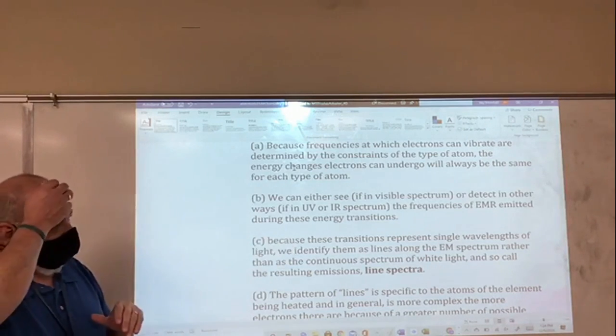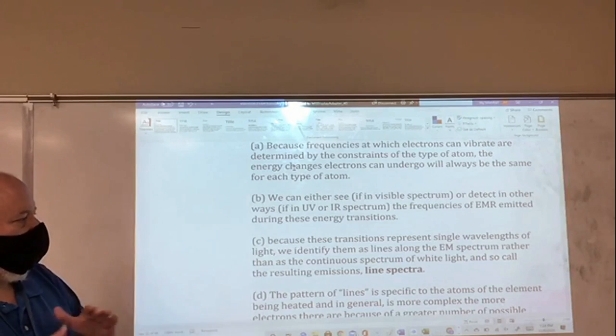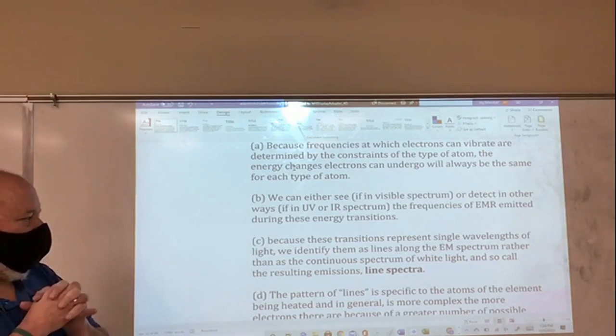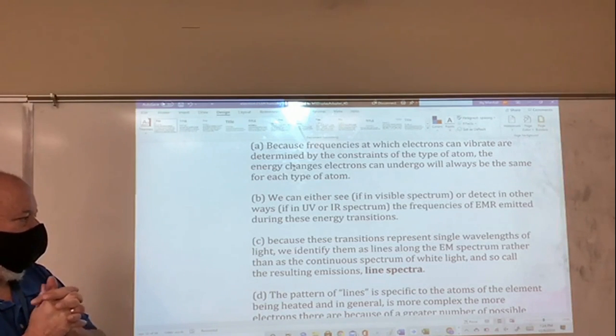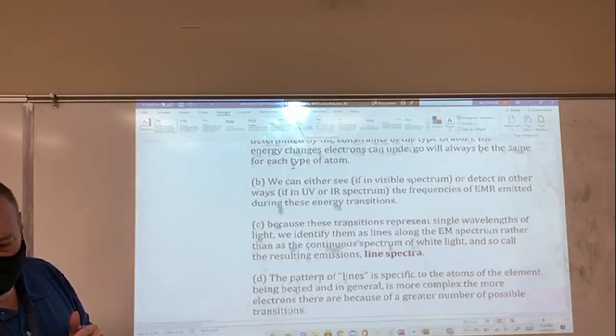So because these transitions represent single wavelengths of light, we identify them as lines along the electromagnetic spectrum rather than as the continuous spectrum of white light. And so this gives us something called a line spectrum.